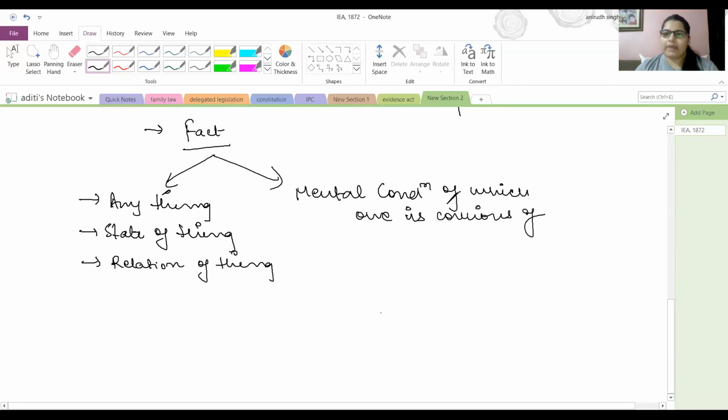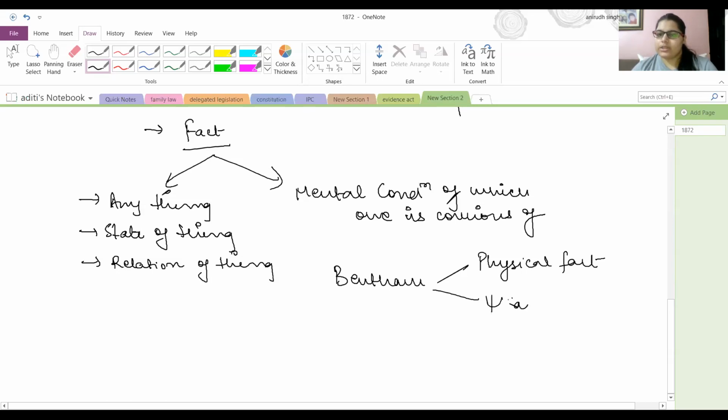Basically, according to Bentham, there were two classifications of this particular term fact. First was your physical fact, and the second was your psychological fact.